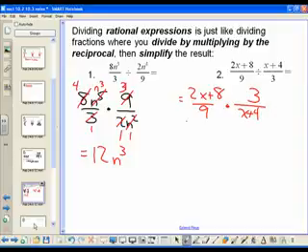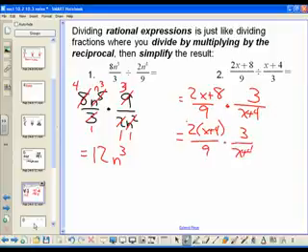Now, we need to basically factor out things before we can simplify. I can factor out my 2 here, so I get 2 times x plus 4 over 9 times 3 over x plus 4. And now I can do my simplifying. X plus 4 and x plus 4 cancel out. Well, 2 and 9, they don't go together, but 3 and 9 have a greatest common factor. We get a 1 and a 3, which means my answer here is going to be 2/3, just like that.